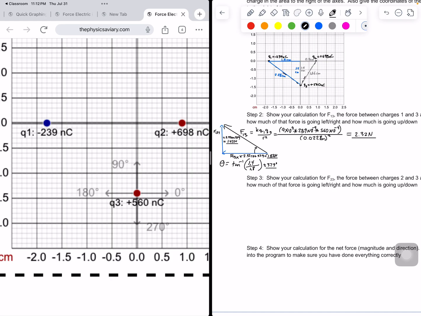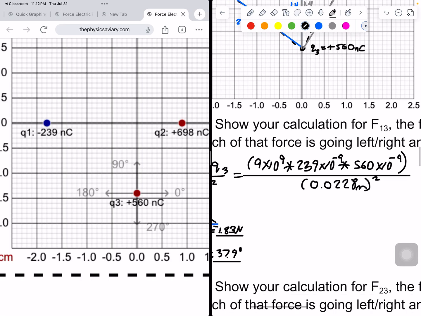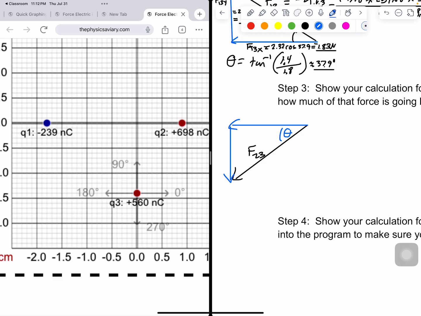Okay, now we're going to find F23, and we're going to find the x and y components of that one. So now F23, what's going on? Well, 2 is a positive charge, and it's going to push 3 down and to the left. So I'm going to draw that. I have a vector pointing down and to the left. This is going to be F23. For this, I've got components going essentially to the left and down, right? And this is going to be the direction, the angle theta right there.